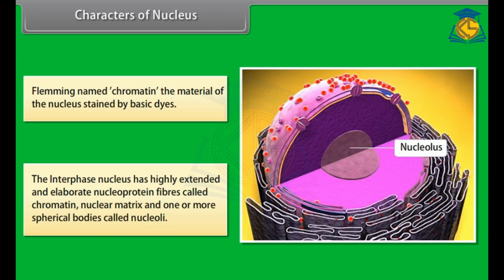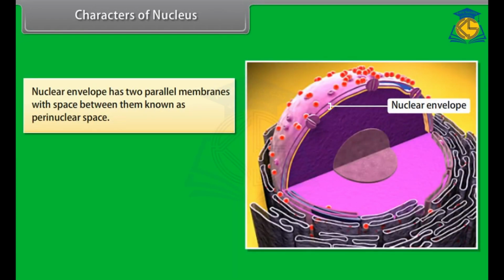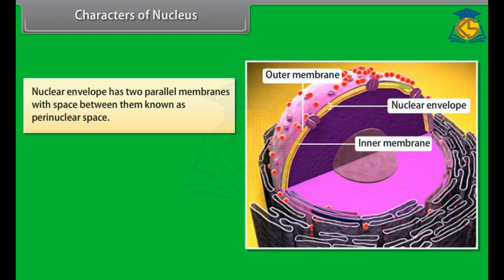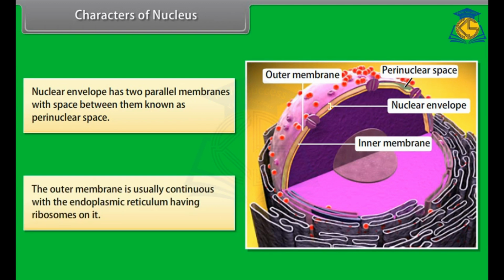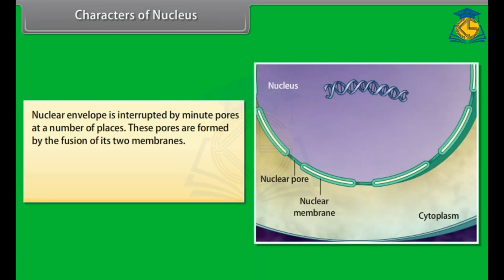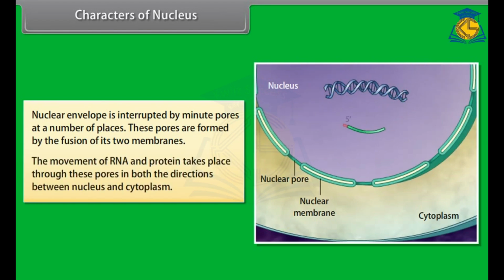called nucleoli. Nuclear envelope has 2 parallel membranes with space between them known as perinuclear space. The outer membrane is usually continuous with the endoplasmic reticulum having ribosomes on it. Nuclear envelope is interrupted by minute pores at a number of places. These pores are formed by the fusion of its two membranes. The movement of RNA and protein takes place through these pores in both the directions between nucleus and the cytoplasm.